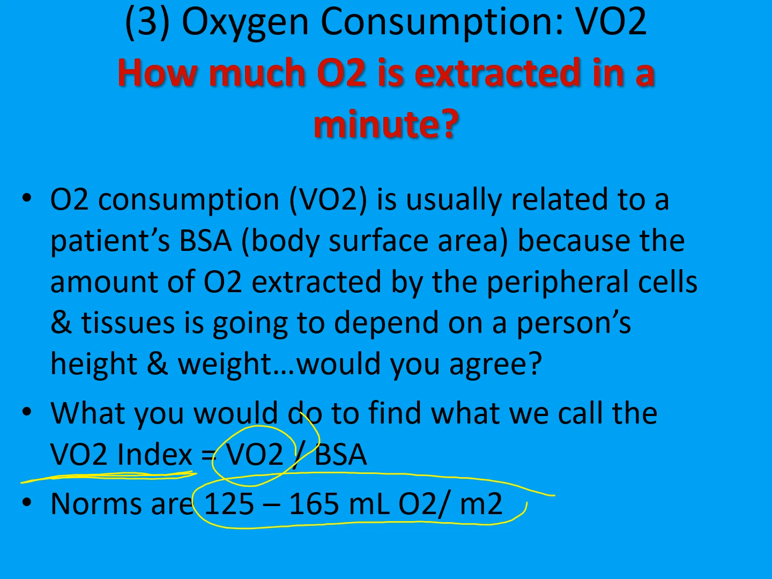So if you've got someone like Richard Simmons, and I'm not saying anything bad about Richard Simmons, but most people know who that is, if you have that person with a small body surface area, they're not going to have a high oxygen consumption traditionally, compared to someone that has a more massive body surface area.